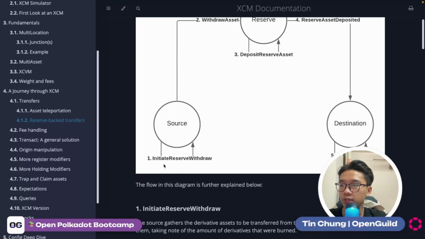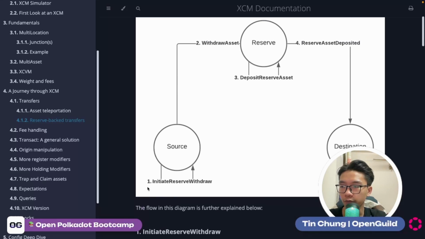And what it does is, you need a few instructions here. The first one will be initiate reserve withdraw, similar to initiate teleport. Then you have withdraw asset from the reserve, then deposit reserve asset to the account of the destination blockchain. Then you let the destination blockchain know about the reserve asset deposited, and the deposit asset happens on the destination.